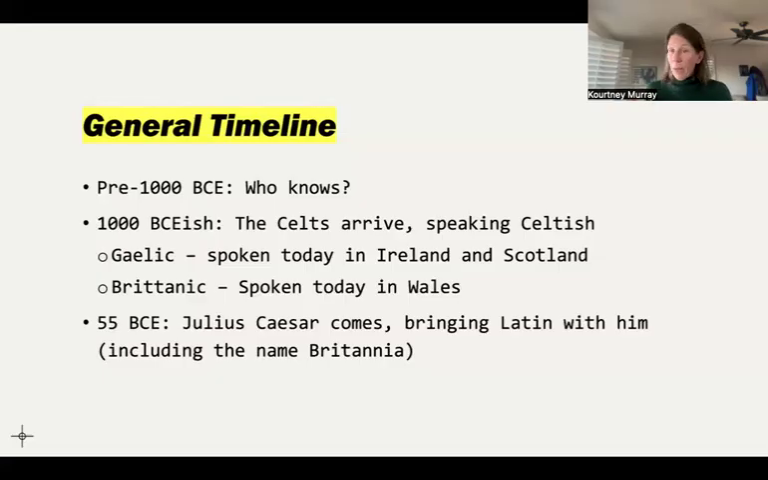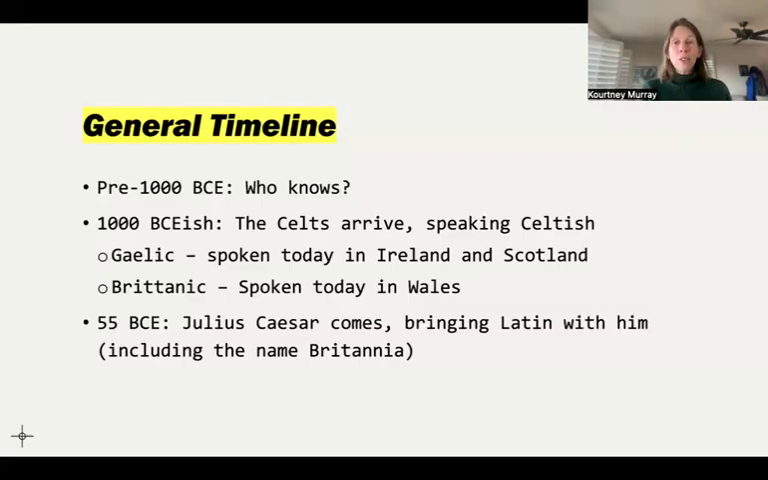And they ultimately, around 1000 BCE, the Celts arrived in what we call England now, and they were not speaking English. They did not speak English at all. They spoke Celtish, which we, again, don't have very much evidence of because they were not writers. They did not write things down. So we just speculate that they had this kind of language, Celtish.